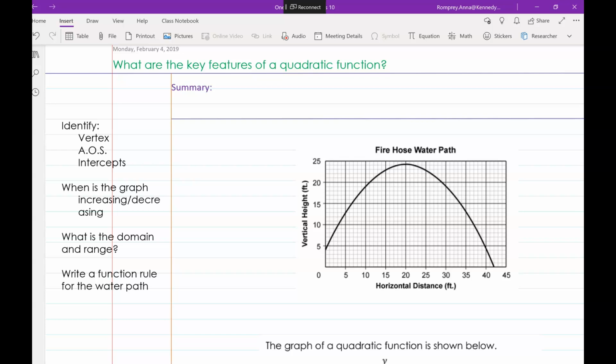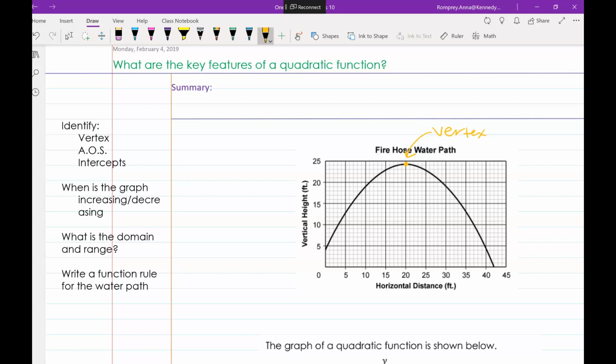Okay. So I'm going to go ahead and go in order. So first, identify the vertex. Cool beans. So my vertex, right at the peak of my parabola, is right there. So here is the vertex of my fire hose water path. Okay, our vertex is 20, 24.